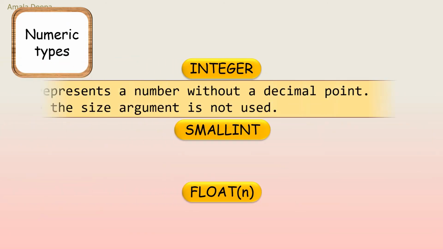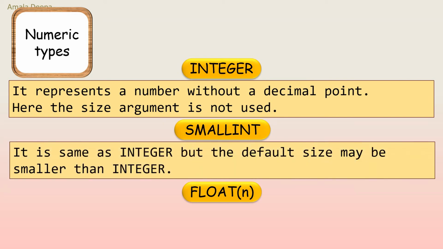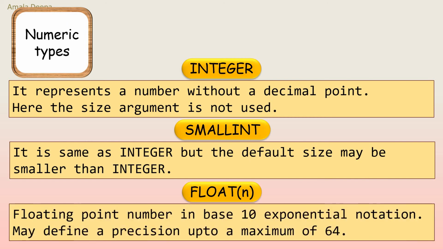Integer: it represents a number without a decimal point. Here the size argument is not used. Smallint: it is same as integer, but the default size may be smaller than integer. Float(n): floating point number in base 10 exponential notation, may define a precision up to a maximum of 64.